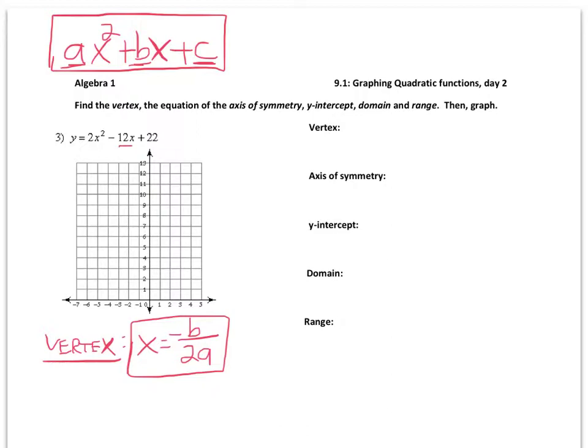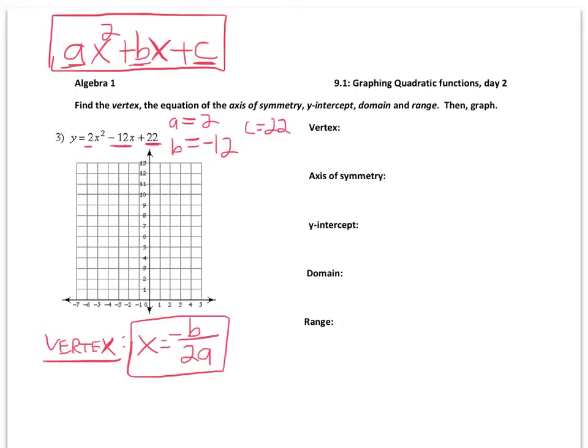If I look at this example, 2x squared minus 12x plus 22, the a value is this 2. It's the coefficient for x squared. The b value is the coefficient for x, which is negative 12. Don't forget the negative before it. The c value is always the constant, so the c value is 22.